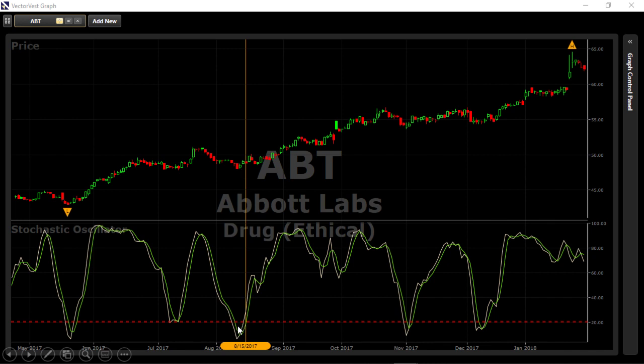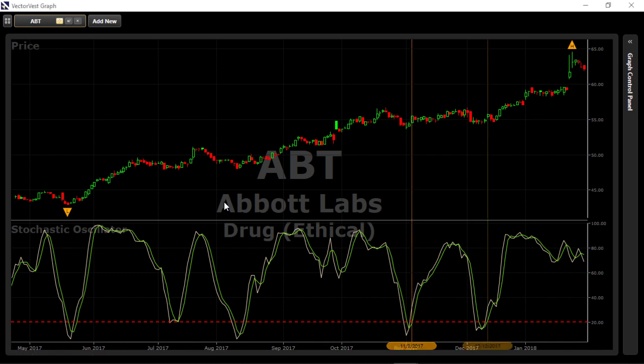Stochastics goes below 20. We are getting ready. We're not entering yet. We wait for the stock to stop going down, start going back up. And when stochastics goes from below 20 to above 20, we buy. Just a couple of days off of the low here as well. All good buying opportunities.